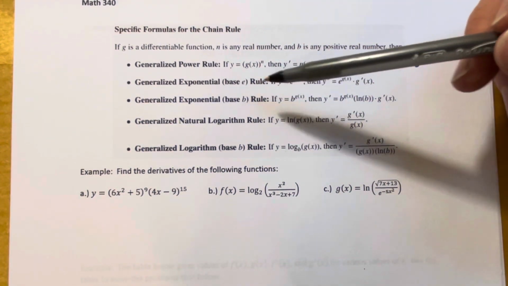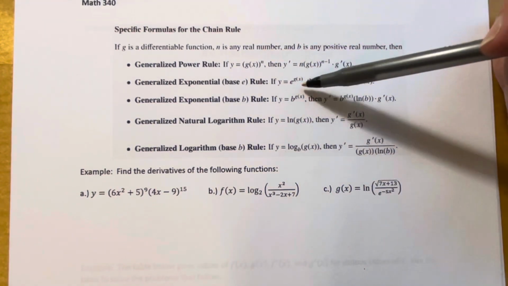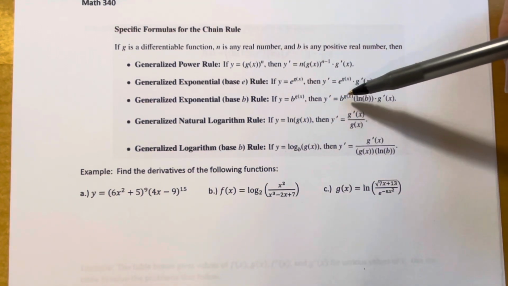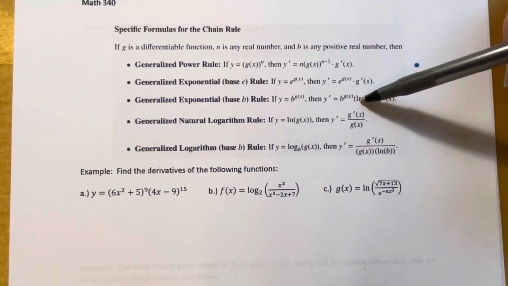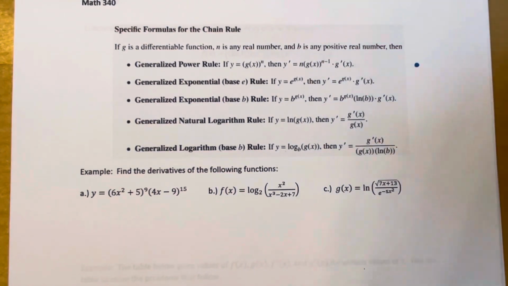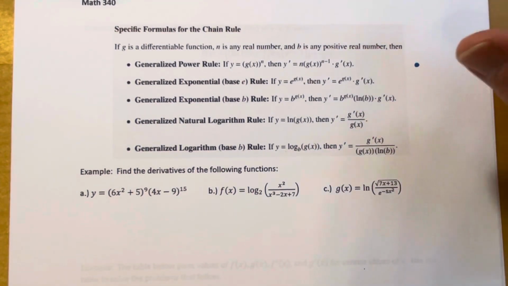This one, y equals b to the g of x, where b now can be any base, not just the number e, is very similar. y prime is equal to b to the power of g of x, so the same function. But remember, we also multiply by the natural log of our base b, and then because of the chain rule, we're also going to be multiplying by g prime of x, the derivative of our inside function.